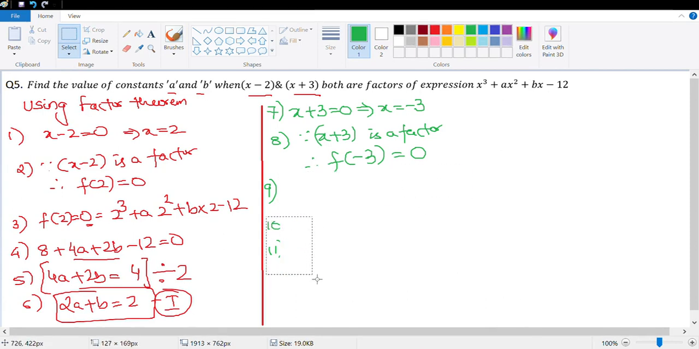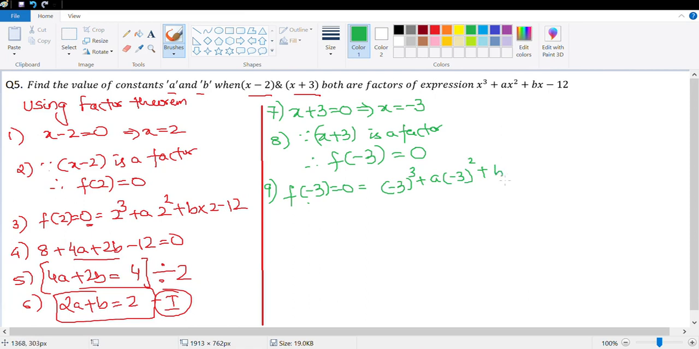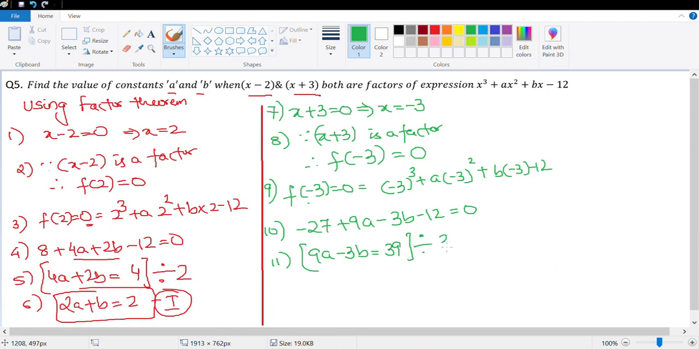Okay. So f of negative 3 is equal to 0. Let's put the value of x as negative 3, which is negative 3 cube plus a times negative 3 square plus b times negative 3 minus 12. What this gives me is negative 27 plus 9a minus 3b minus 12 is equal to 0. That gives me 9a minus 3b. Negative 27 minus 12, that's negative 39. When I take it to the other side, it becomes plus 39. Dividing both sides by 3, I get 3a minus b is equal to 13.